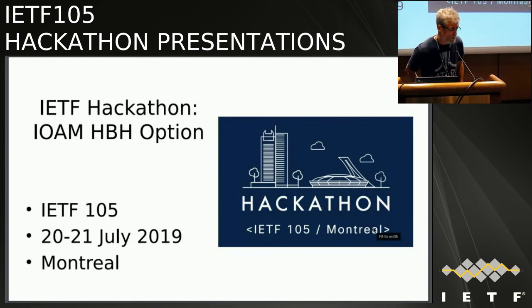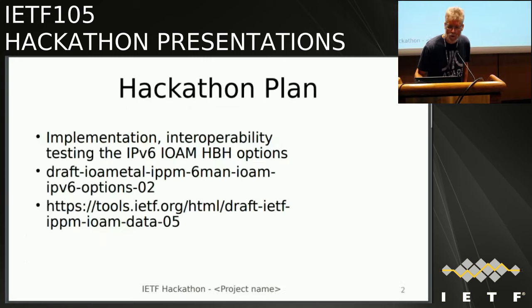So this was a project to do IOAM, which is In-situ OAM, operations and management. The basic idea, if you're not familiar, is to have an IPv6 extension header, a hop-by-hop option that contains an IOAM option, which is information that the router fills in as the packet goes along its path. So the idea is we're taking metrics and performance measurements from routers in a path.